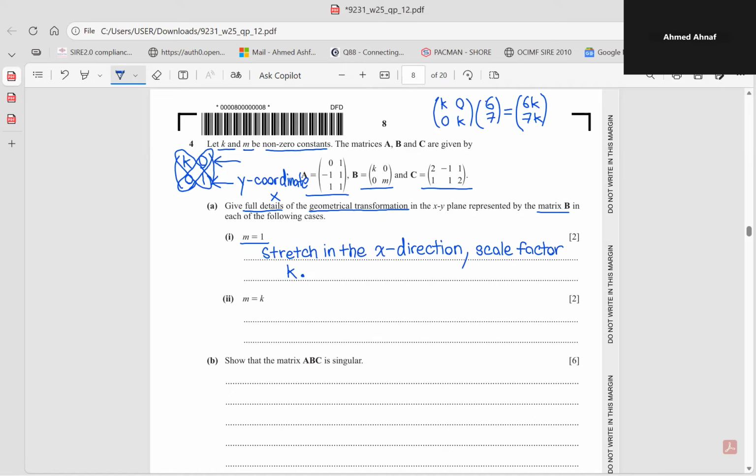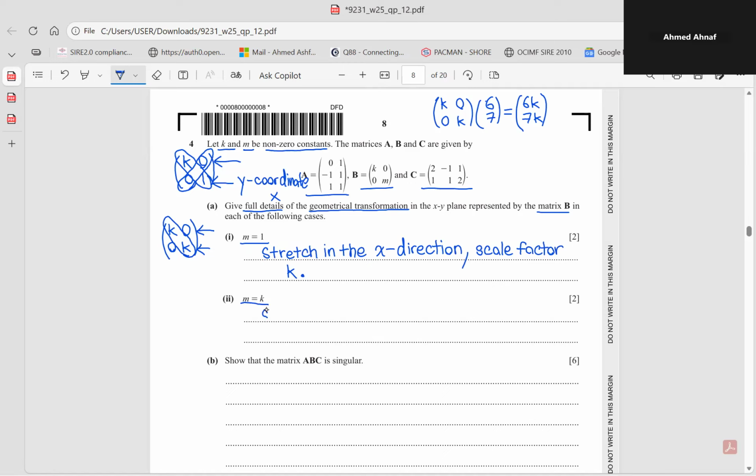Okay, right. Yeah, so that would be all for the first part. Now let's look at the second case, m equals k. So that would look like (k, 0; 0, k). So this is very similar to the first one, except that on the diagonal, both the y coordinate part, the bottom one, and the x coordinate part are k. None of them are 1. So basically, both the x and y coordinates are being multiplied by k.